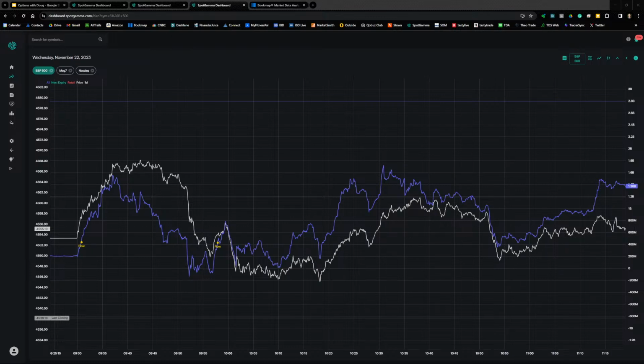And then as price moved lower, traders stopped taking negative delta positions and they started taking positive delta positions, leading to a great long setup around 10:15.